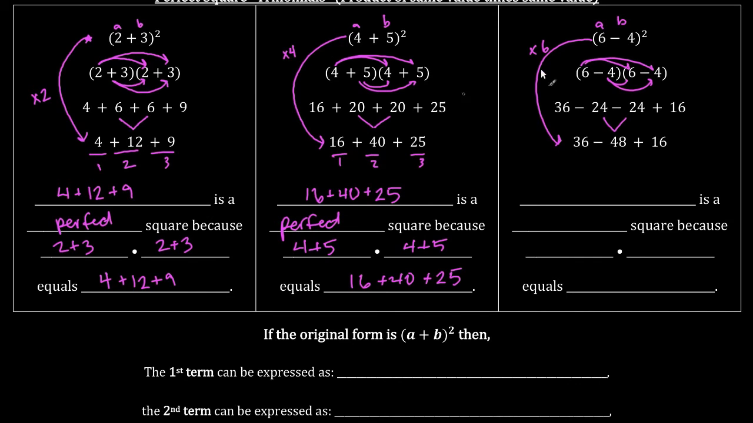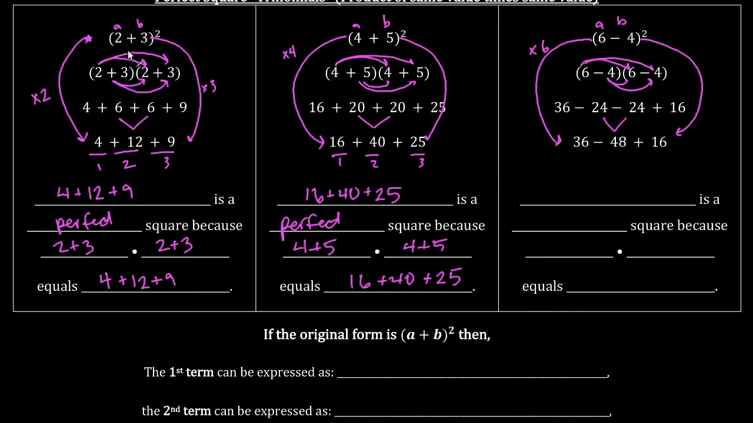4 times 4 is 16. 6 times 6 is 36. 2 times 2 is 4. And it works for this last term, this b, also. So positive 3 times positive 3 gives us 9. 5 times 5 gives us 25. Negative 4 times negative 4 gives us positive 16.